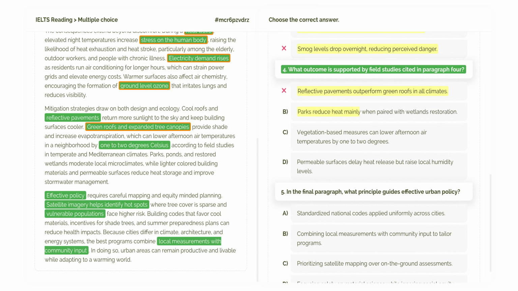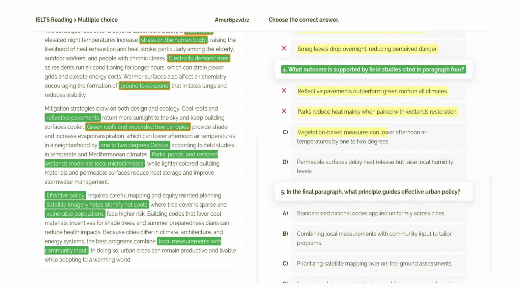Parks reduce heat mainly when paired with wetlands restoration. The paragraph says, parks, ponds and restored wetlands moderate local microclimates. It lists them together as things that help, but it doesn't state that parks are only effective mainly when paired with wetlands. They are presented as separate but related strategies. This option is incorrect.